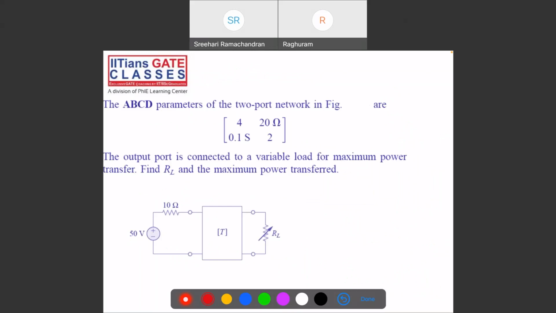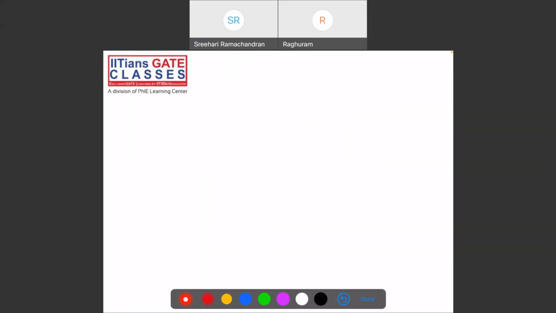See this, ABCD parameters of a two-port network in the figure. ABCD networks are very important in the case of transmission lines and all.